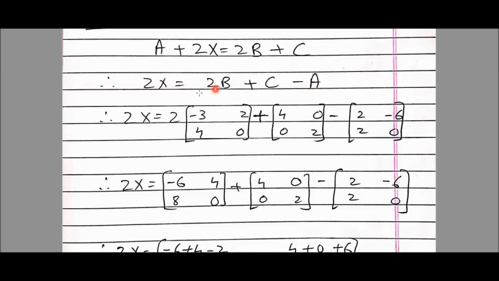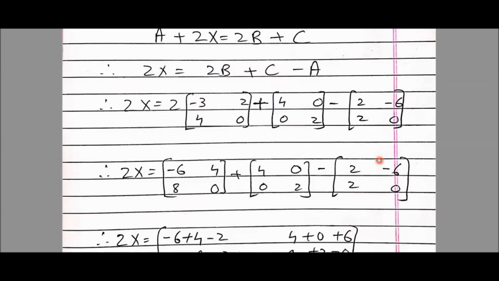Now 2X, I'll keep it as 2X only. Don't forget, students, this X is a matrix. It's not just a variable. So 2X, I'll keep as it is. This 2, I'll copy as 2. See the cursor, please. 2 will be copied as 2. And at the place of this B, I copied the matrix B, which was given in the question. Similarly, at the place of this C, I copied the matrix C. I kept very well this minus sign in between. At the place of A, I copied this matrix A.